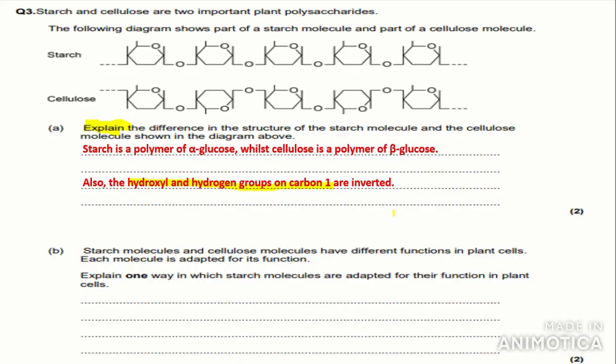Now the next question is starch molecules and cellulose molecules have different functions in plant cells. So highlight plant cells. Each molecule is adapted for its function. Explain one way in which starch molecules are adapted for their function in plant cells. Now, this is a pretty easy one because you don't actually have to write a lot. So you would just write starch molecules are helical/coiled, so are very compact. You don't really have to go into much more detail. The mark schemes are quite brief with these kind of questions.